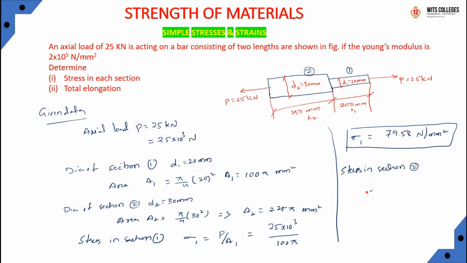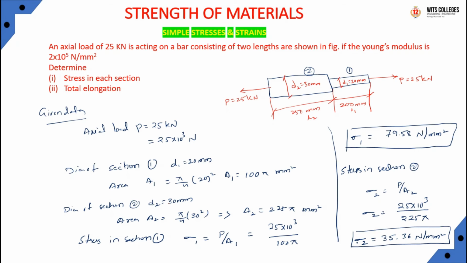Okay, so that is sigma 2 equals P by A2. So sigma 2 equals 25 into 10 power of 3 by A2, and the A2 value is 225 pi. Therefore sigma 2 equals 35.36 Newton per mm square. Okay, this is the value of stress at section 2.